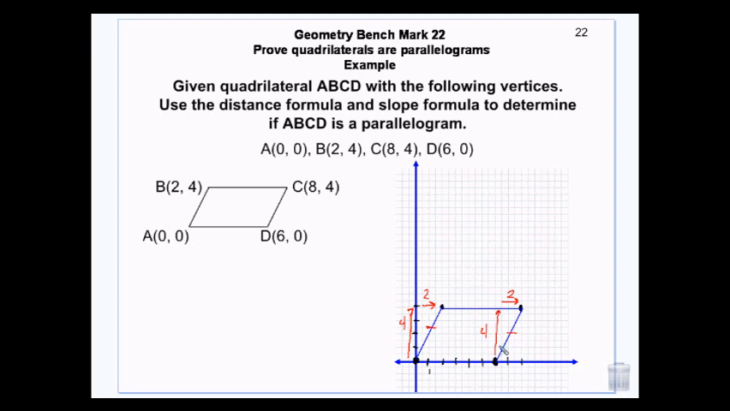Now for this distance, I just count because it's a flat line, so I go 1, 2, 3, 4, 5, 6, and then I do the same thing here: 1, 2, 3, 4, 5, 6. So this length is 6, this length is 6, and here I went up 4 over 2, up 4 over 2. So yes, it is a parallelogram.